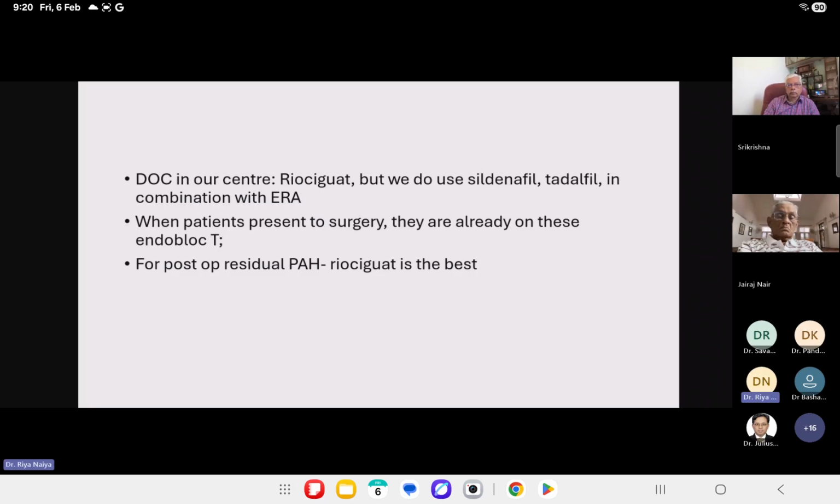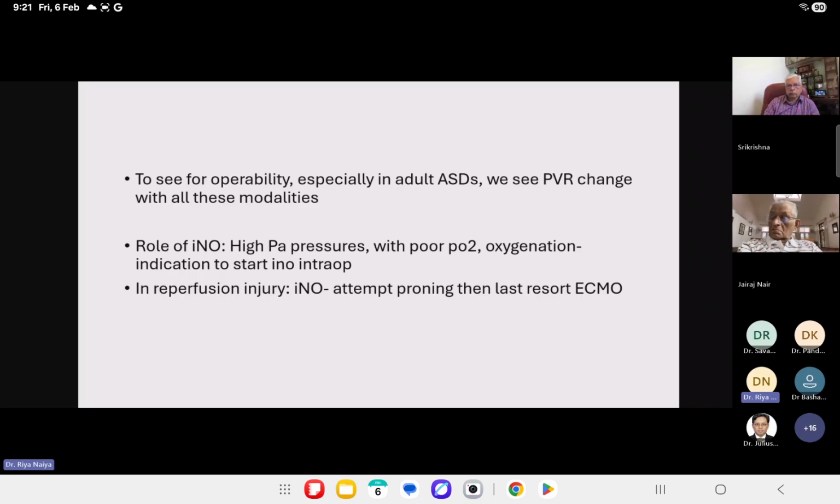To see for operability, especially in case of adult ASDs, we see a PVR change during right heart cath with these modalities. As for the role of INO, in case of high PA pressures with low PO2 and poor oxygenation intra-op itself, there is an indication to start INO. In case of reperfusion injury, INO is attempted first, followed by proning, and as a last resort, if it is not reverting, then we can consider ECMO.